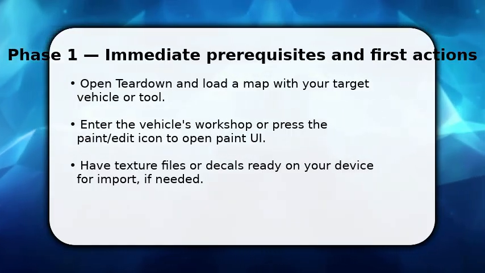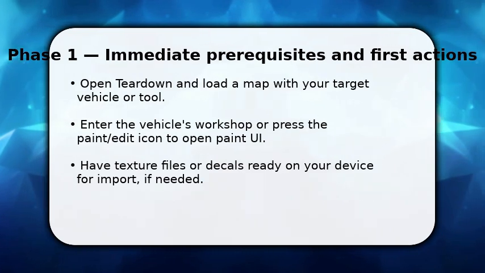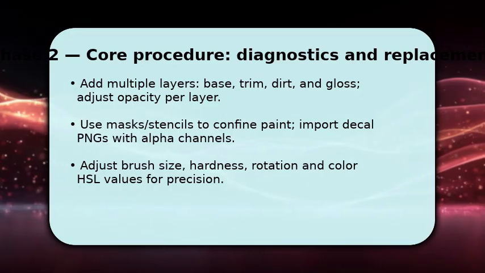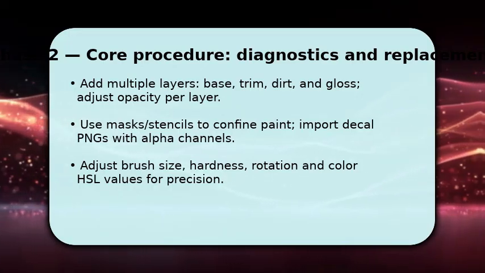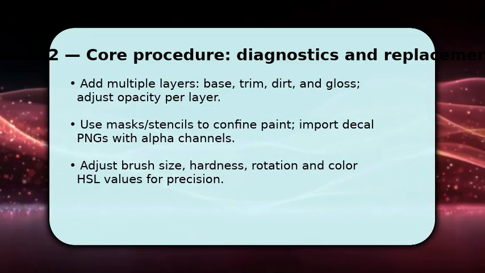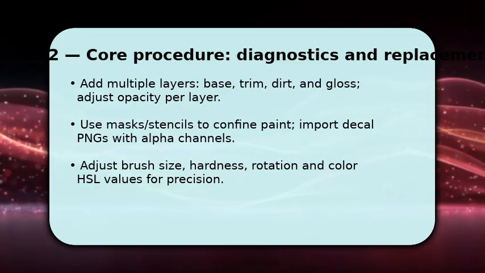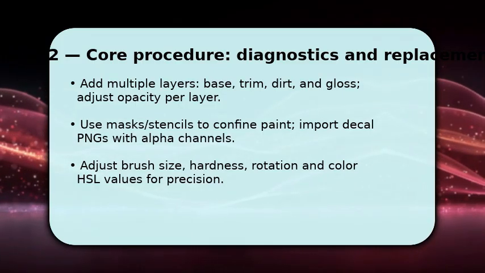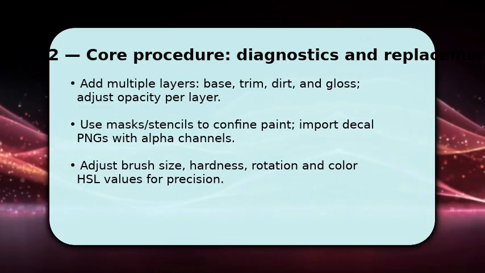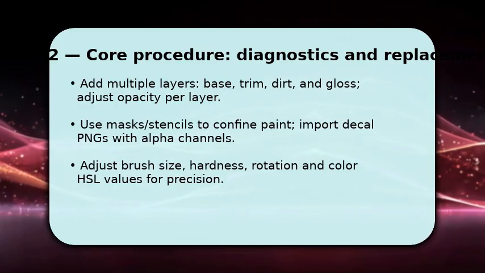Once the base is down, begin adding layers for trim, decals, and wear. You should use masks or stencils to protect edges. Import PNG decals with alpha so they sit cleanly on top. Make sure to tweak brush size and hardness for crisp lines, and use HSL or RGB sliders to match exact tones. If you need distressed effects, add a dirt layer with lower opacity and blend modes.